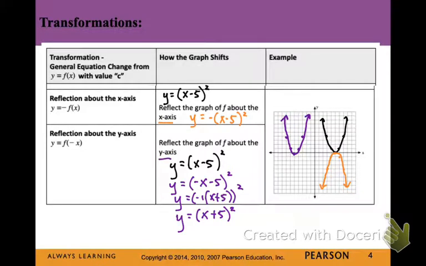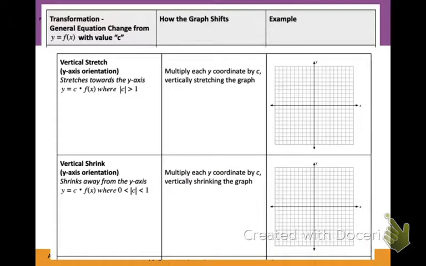All right, so that's just a review of y-axis and x-axis reflections. Now let's talk about vertical stretches and vertical shrinks. Vertical stretch and shrinks have a y-axis orientation. So a vertical stretch stretches the graph towards the y-axis, and a vertical shrink will shrink it away from the y-axis. So let's start with the absolute value of x minus 1.